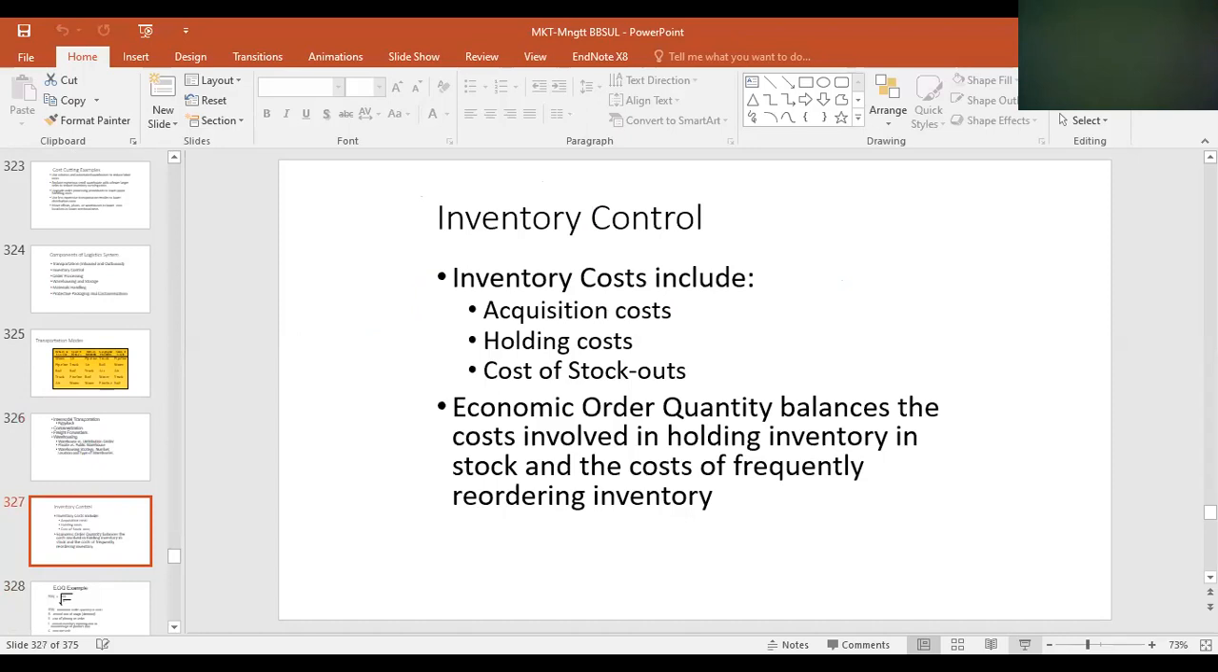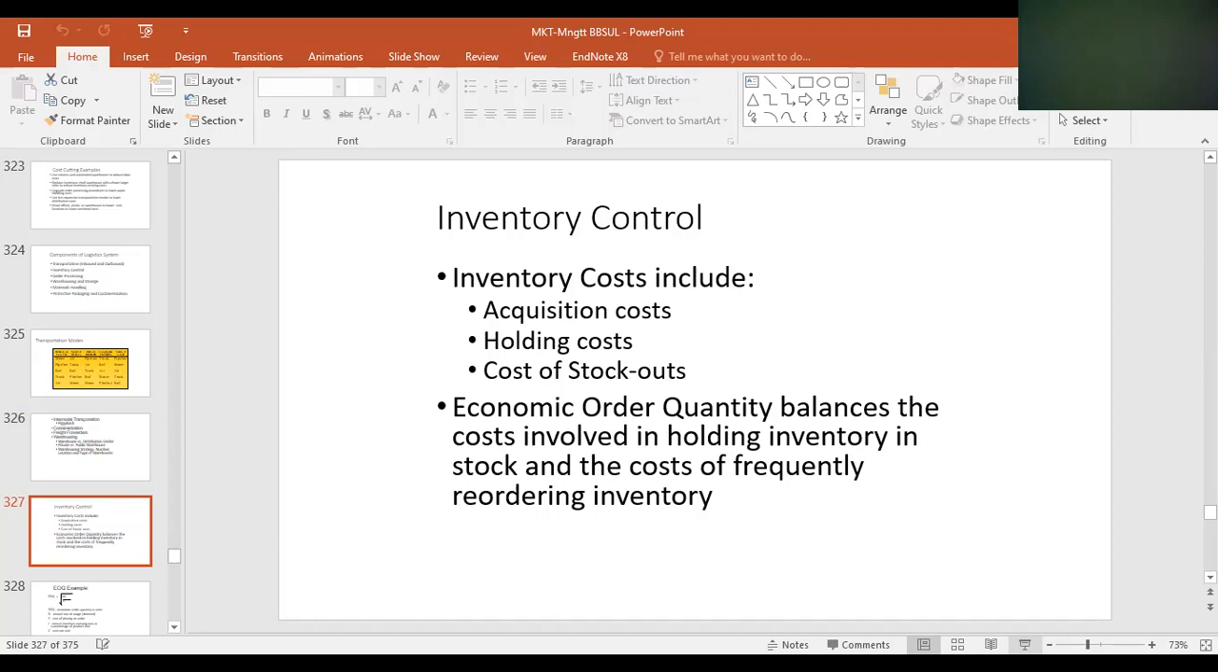Inventory control, as we have discussed previously. Inventory cost inputs. Inventory means the product which is in your warehouse or storage. It has to be with economical cost, because you have to spend money for the maintenance, for the transportation, and for the employees.